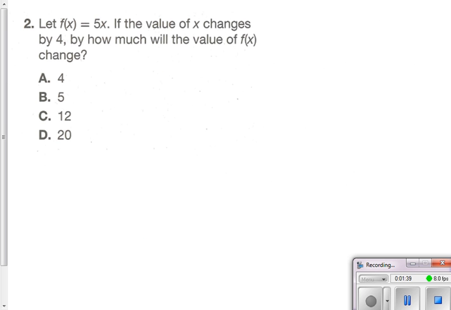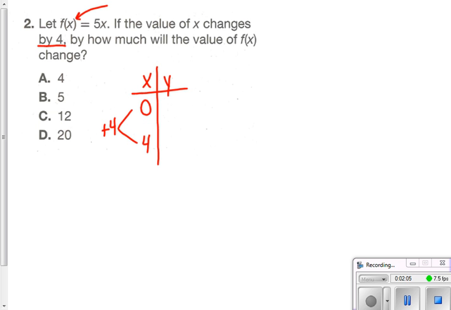Same type of concepts, but this is just seen as a multiple choice. Remember here, f of x represents y. So it says f of x equals 5x. Let the value of x change by 4. So we're going to make the value change by 4. Here's our x values. Here's our y values. X values are changing by 4. So from 0 to 4, that's a change of 4.